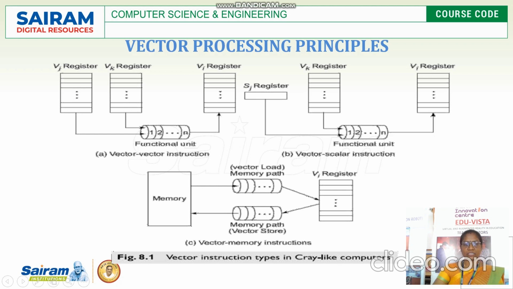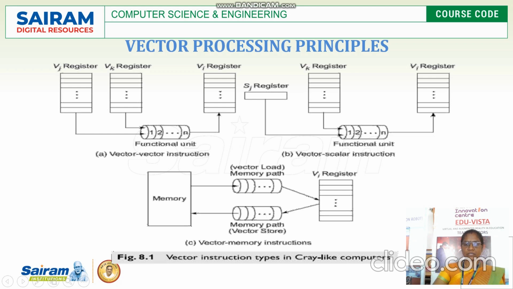First, the vector to vector instruction. Here both operands are vectors. So the Vj register is one operand and the Vk register is the other operand. These are involved in a functional unit, and whatever operation is to be performed is done in the functional unit. After completion of its work, the result is given to the output register, that is Vi. This is what happens in the vector to vector instruction.